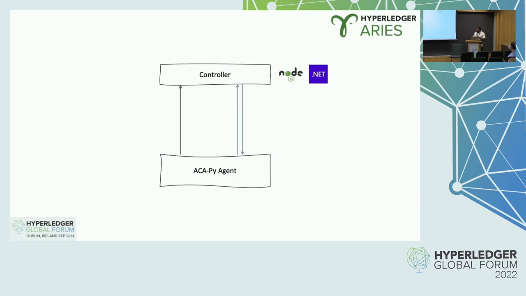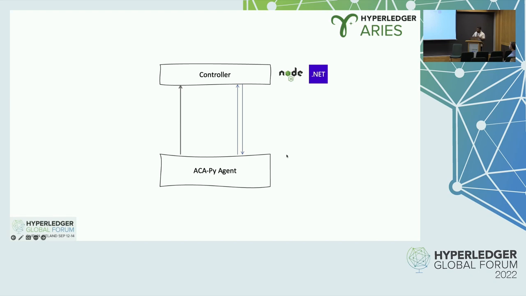So ACA-Py is meant to be consumed as a service. Controllers are applications that function as the business logic. The controller simply executes Aries protocols by calling a REST API exposed by ACA-Py. And the controller can also listen to async events through webhooks. So on the right here, this is the REST request and response, and then this would be webhooks.